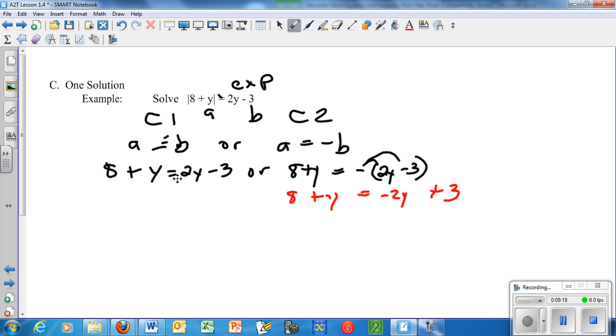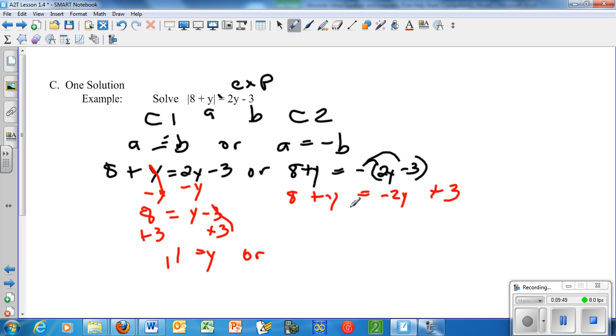Over here, we have the same thing. Now, we've got to solve each of these. So I have y on either side, so I'm going to subtract y. I'm going to subtract y. So I have 8 is equal to y minus 3. I'm going to add 3. I'm going to add my 3. So I get y is equal to 11.